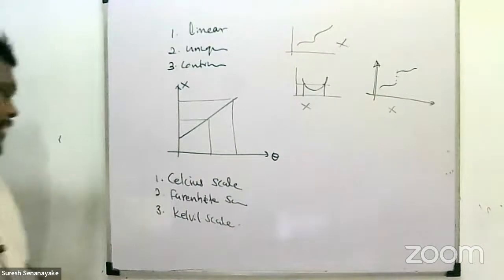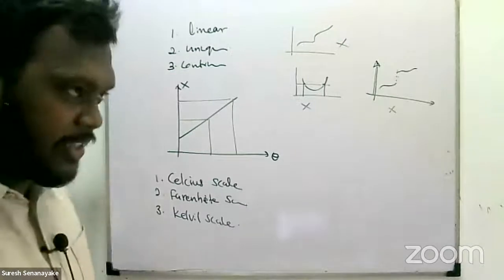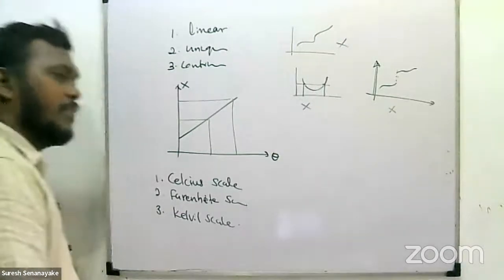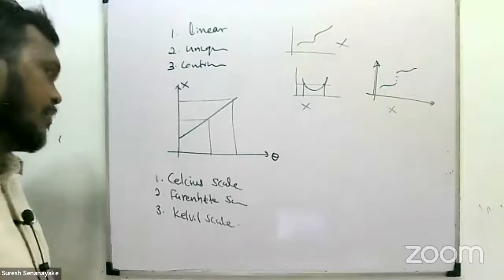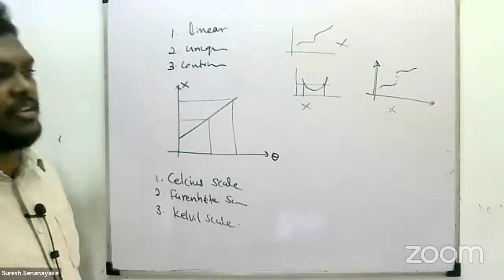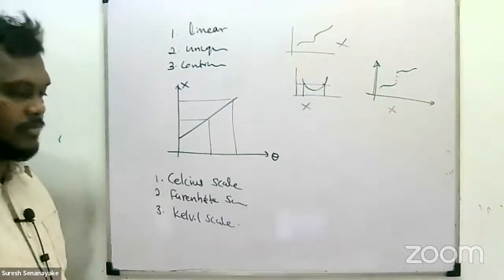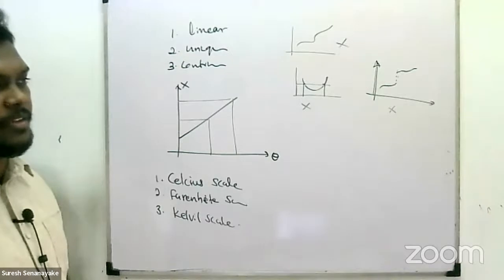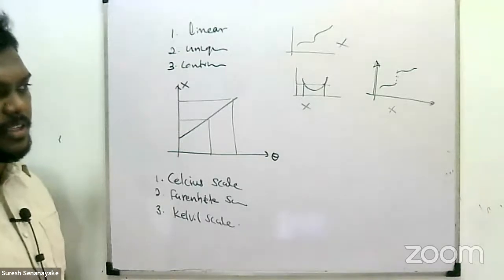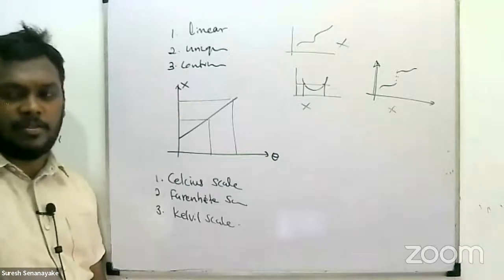These scales are defined with fixed points. There are 2 fixed points, actually 3. 3 fixed points we can introduce for particular temperatures. So when we do a temperature scale or a calibration, we use fixed points, temperature values where the temperature does not change and we can easily get that fixed point temperature.